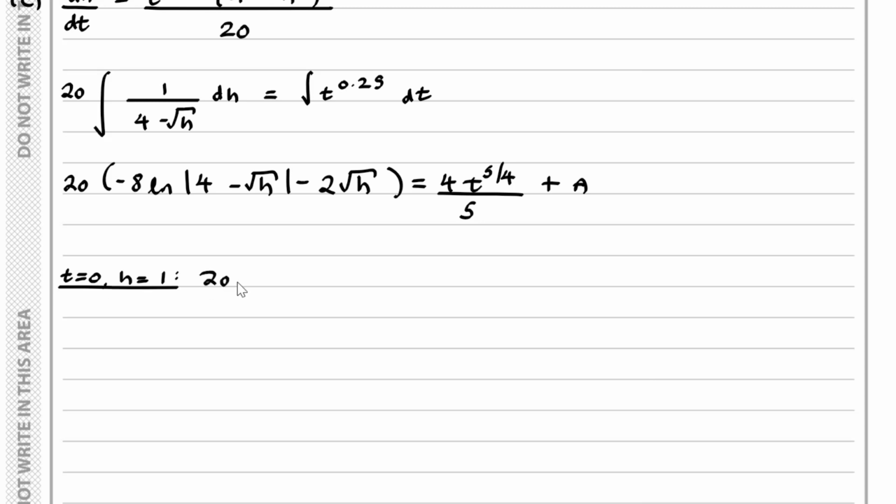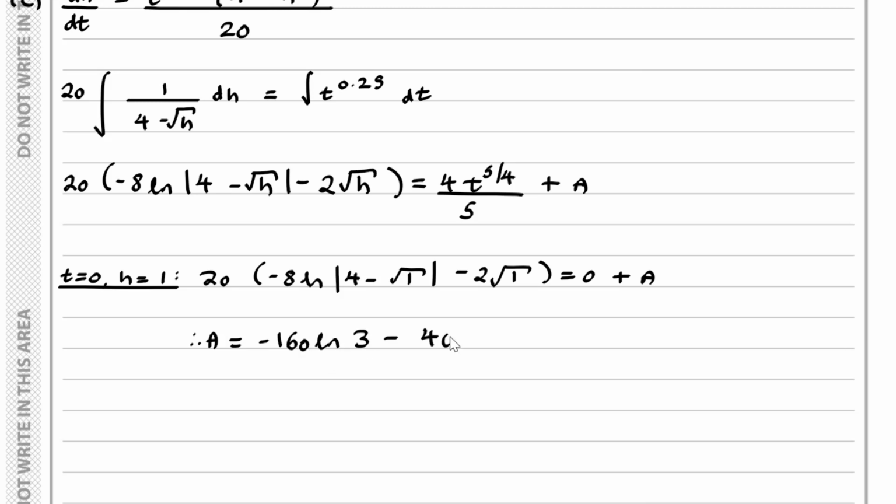So we have 20 lots of minus 8 times the natural log of 4 minus square root 1, minus 2 times square root 1, that's equal to 0 plus a. In other words, a is equal to minus 160 times the natural log of 3, minus 40. And therefore, we can conclude our particular solution to this differential equation.